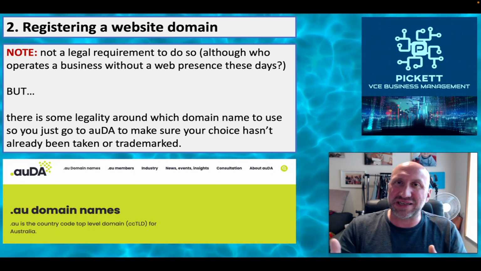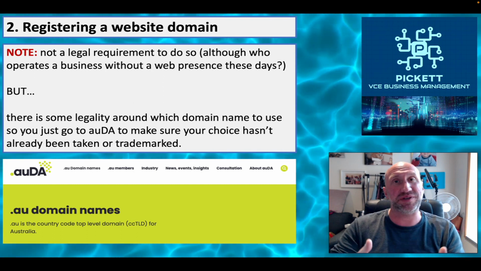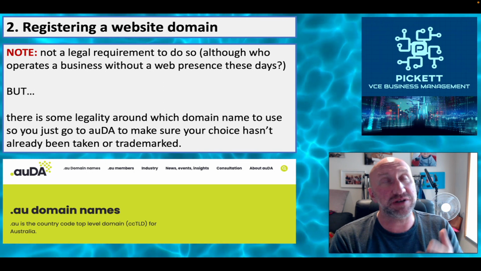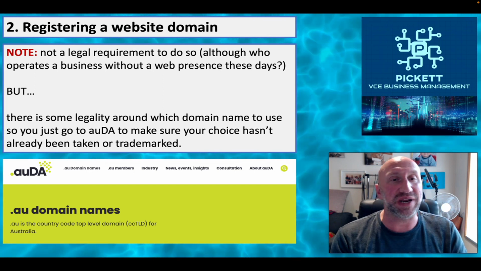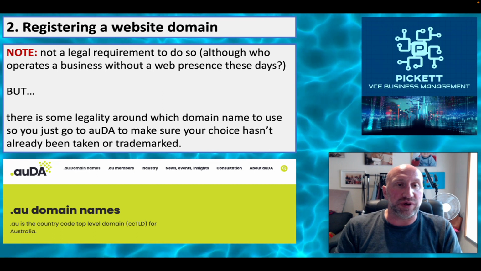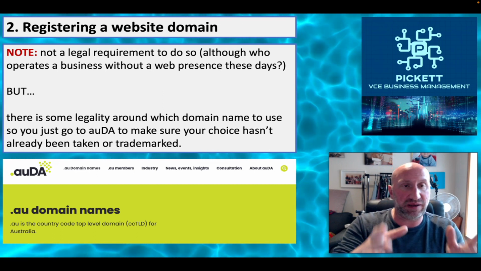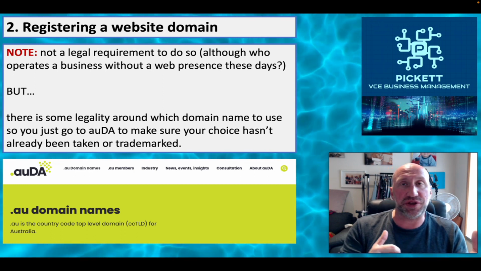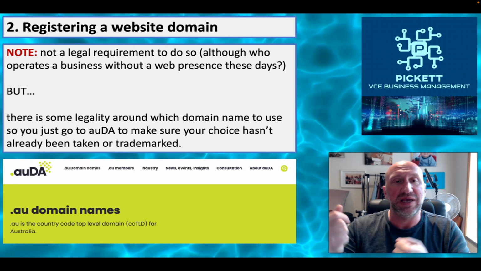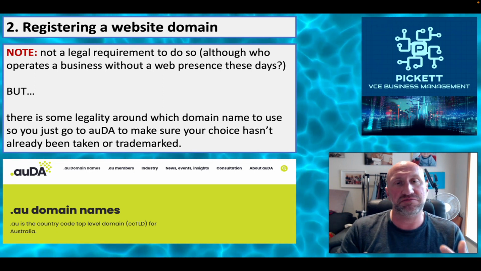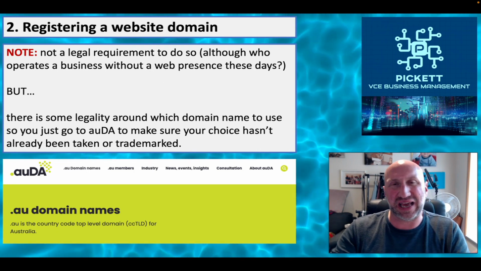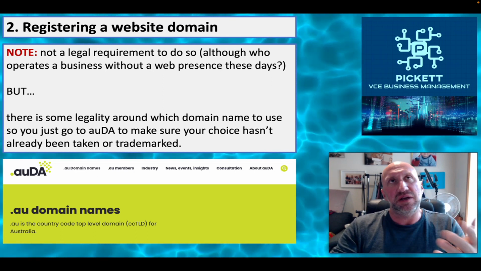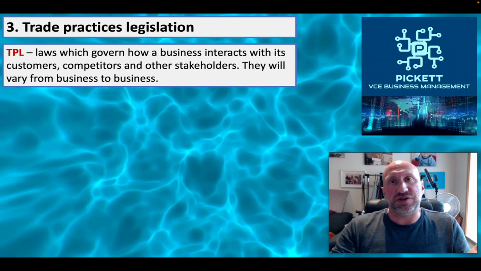But where the legality comes in here is not so much in the legal requirement to have a website, but there is some legality around which domain name you can actually use. Okay, so all you do is go to this website here, Order. You go to that website and make sure that the website domain you want to use hasn't already been taken or trademarked. Okay, simple as that. So that's the legality. The legality isn't that you have to have a website, but the website domain name that you're going to choose. Okay.